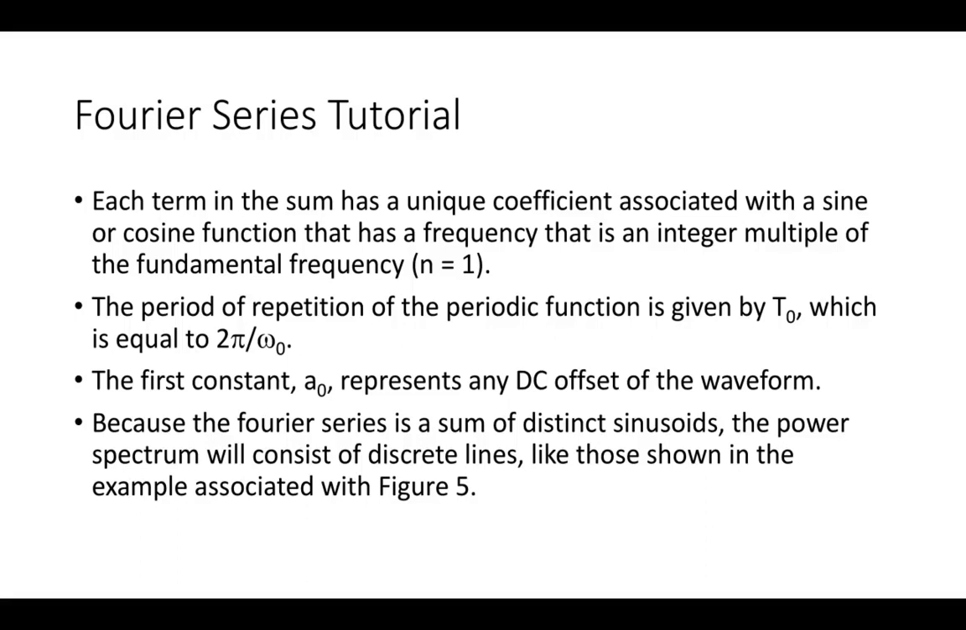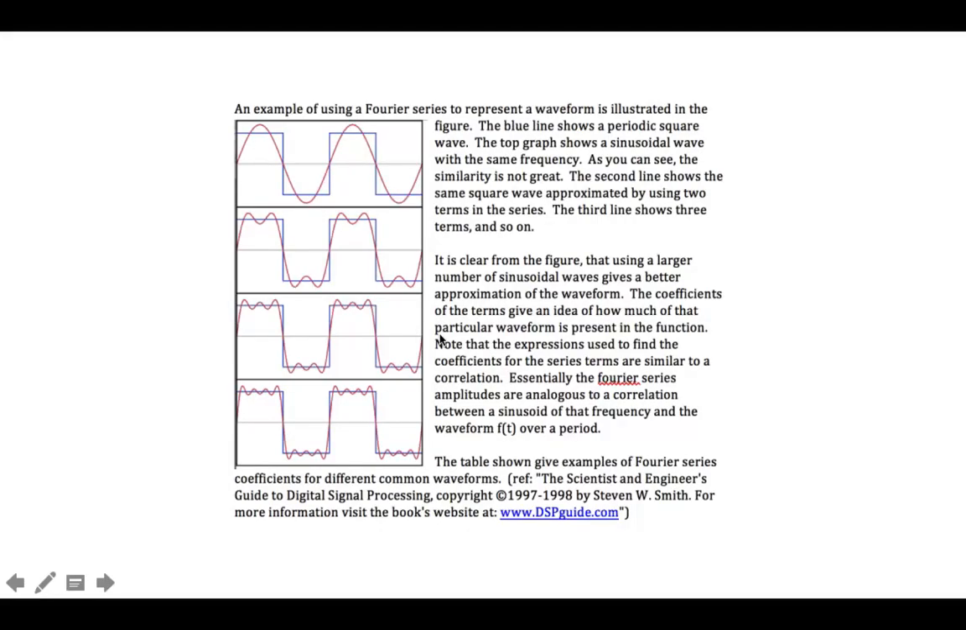So because it's a sum of distinct sinusoids, the power spectrum is going to consist of discrete lines, a lot like those shown in the example associated with figure 5, which was the one we looked at in the previous video.